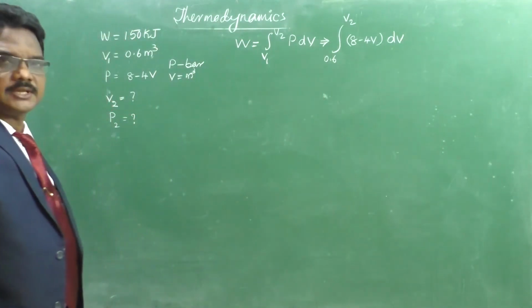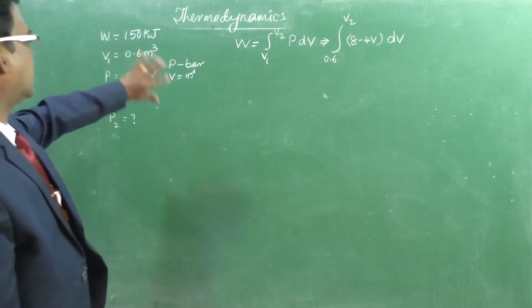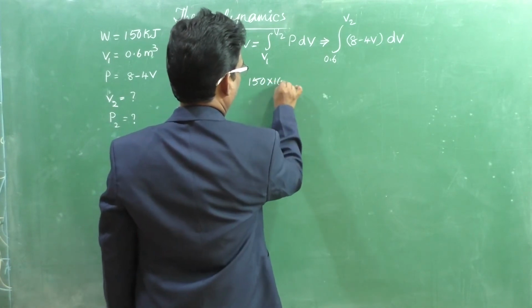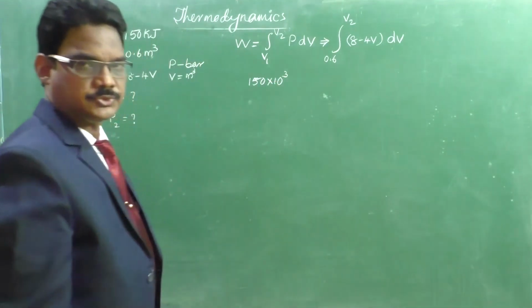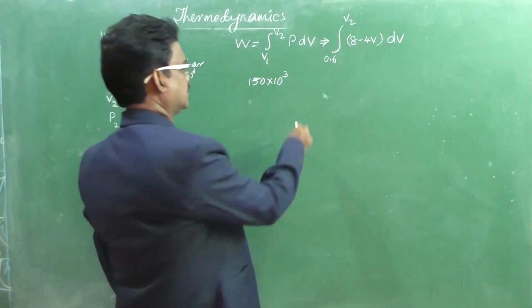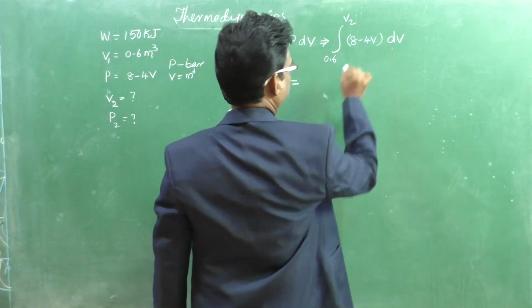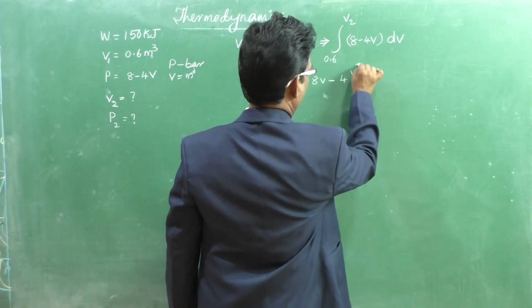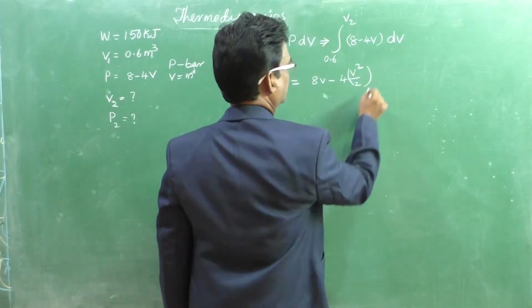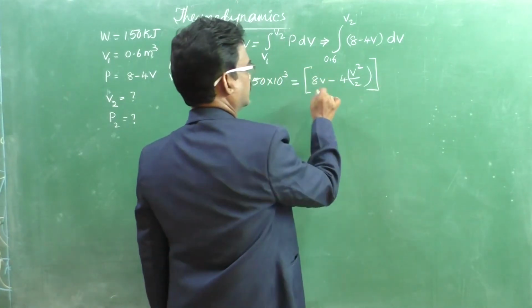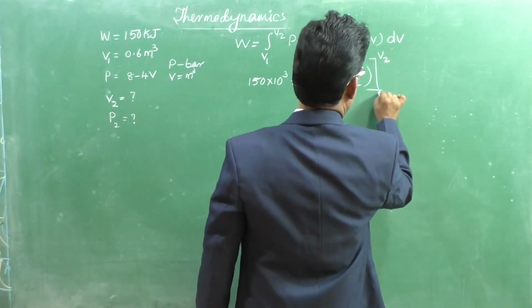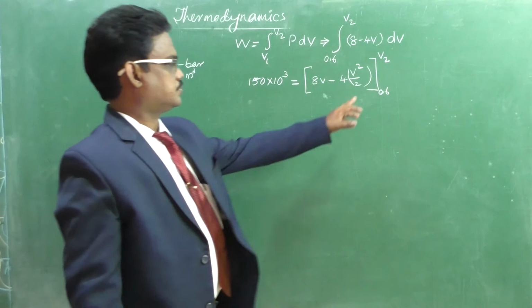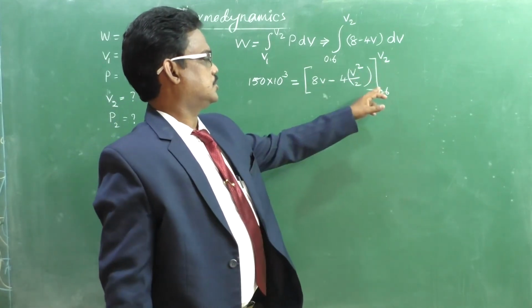Okay, is it right? Now W that is given. Substitute W 150 into 10 cube, kilojoules. Now equal to integration of 8 minus 4v, that is 8v minus 4v square by 2, within the limits of v2 and 0.6. Now you need to substitute v2 here and 0.6.